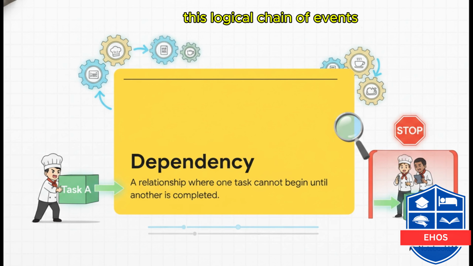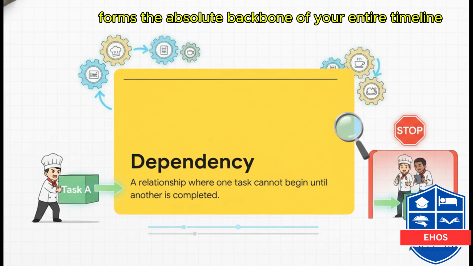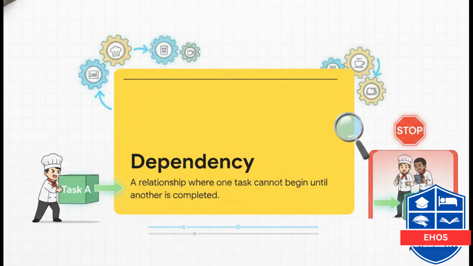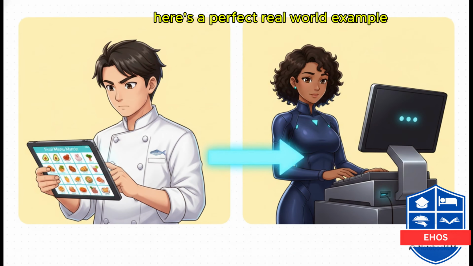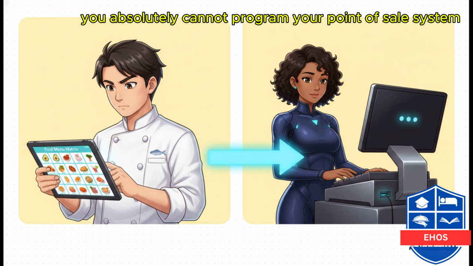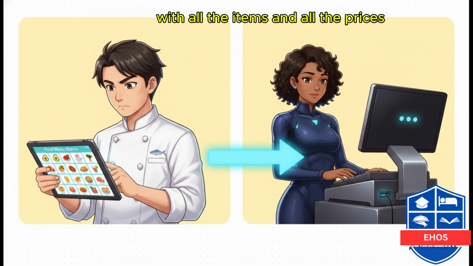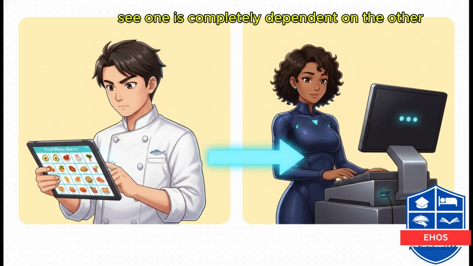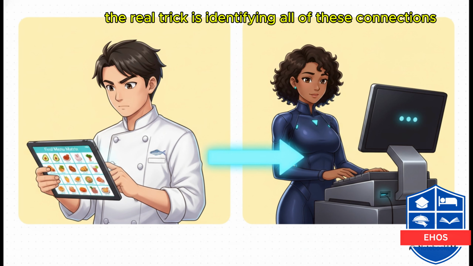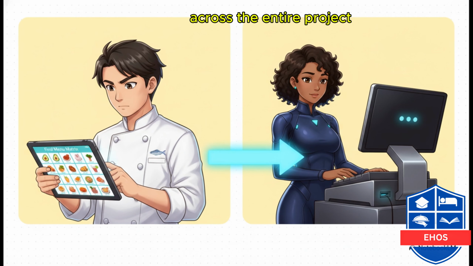This logical chain of events forms the absolute backbone of your entire timeline. Here's a perfect real-world example. Think about it. You absolutely cannot program your point-of-sale system, that's your task B, until the final menu matrix with all the items and all the prices is complete. That's task A. See? One is completely dependent on the other. The real trick is identifying all of these connections across the entire project.